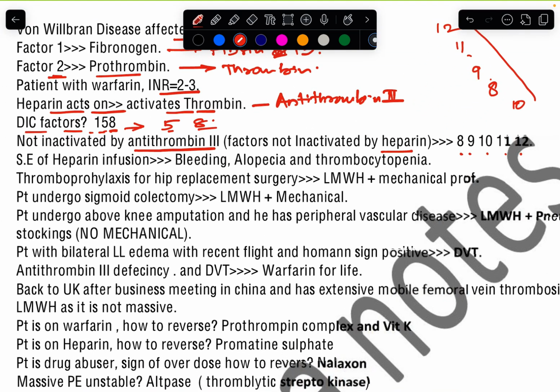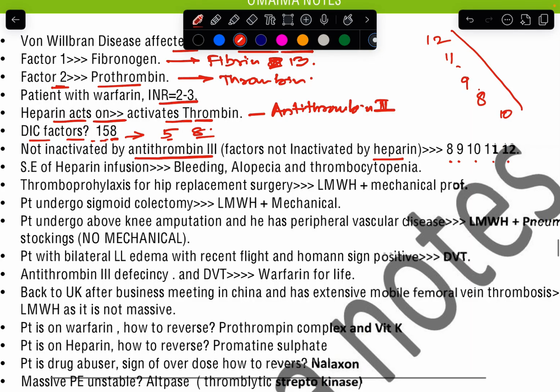That is subcutaneous heparin infusion. What is this? Bleeding is the side effect of heparin. If you give heparin, it can cause bleeding, alopecia, thrombocytopenia. Thromboprophylaxis for hip replacement: low molecular weight heparin is the commonest, and mechanical.